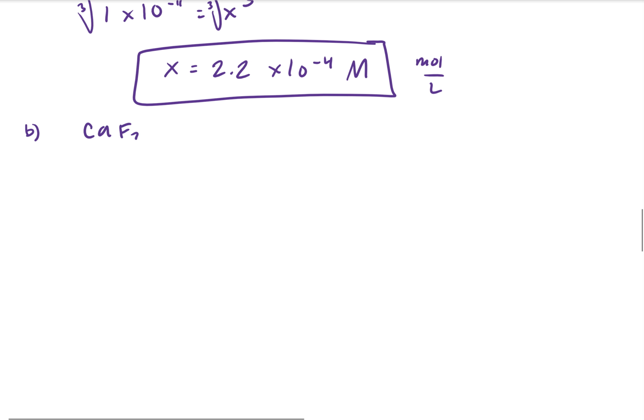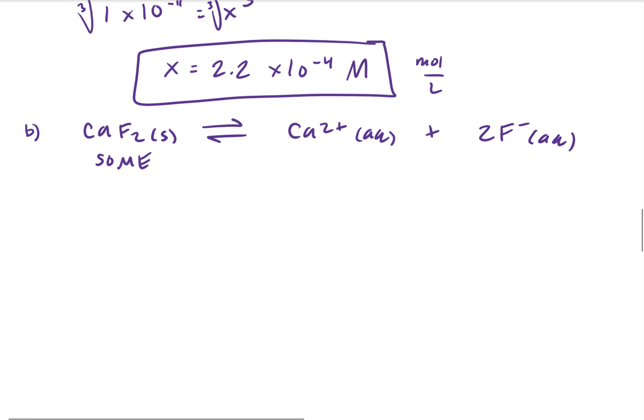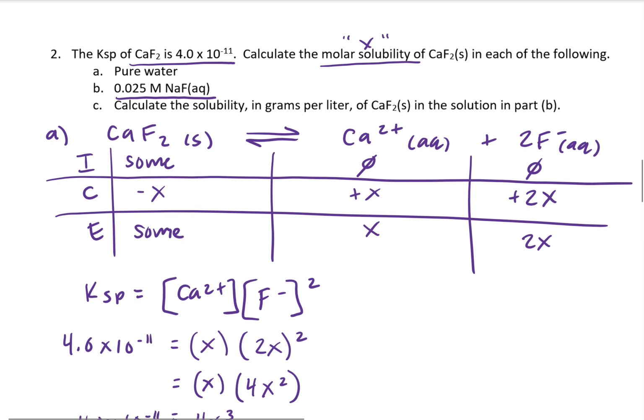So calcium fluoride, solid, breaks up into calcium 2+ aqueous and 2 fluoride aqueous ions. There's some amount of calcium fluoride being thrown in. Again, doesn't matter because it's a solid. Now, this is being put into a solution of sodium fluoride. So the initial concentration of calcium is still 0, but the initial concentration of fluoride ion is 0.20 molar. And I'm getting that from the problem itself.